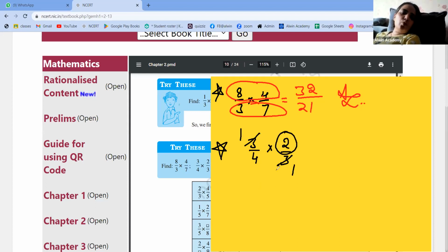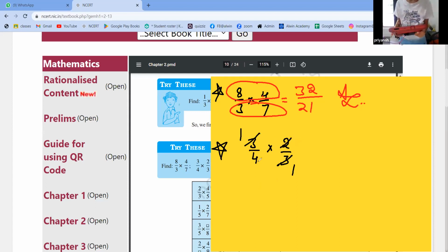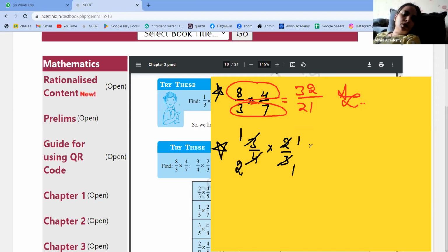Can this 2 be simplified with any of the denominators? Yes, ma'am. It can be simplified by 4, and the common factor is 2. So if you divide this 2 by 2, you get 1. If you divide this 4 by 2, you get 2. So the final answer is 1 by 2.